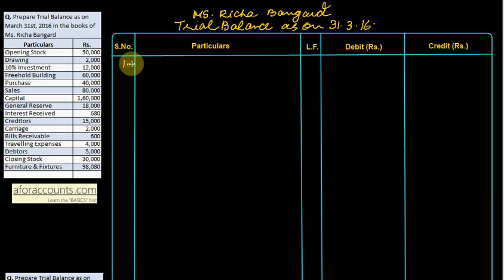First point, opening stock. Opening stock, debit balance always. So opening stock 50,000. Second, drawing. Withdrawal from capital is called drawing. Capital has credit balance, so drawing will obviously have debit balance. 2,000.